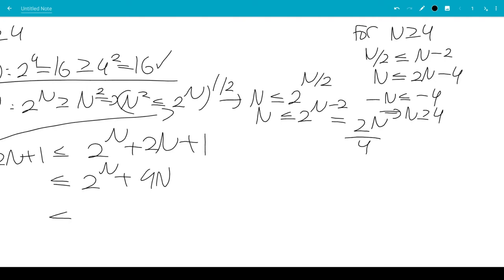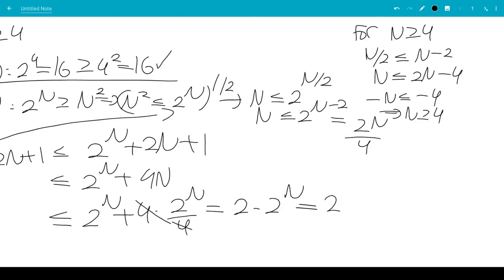So this is less than or equal to 2 to the n plus 4 times 2 to the n over 4. 4 and 4 cancel. 2 to the n plus 2 to the n is 2 times 2 to the n, which is 2 to the n plus 1. And that finishes the proof.